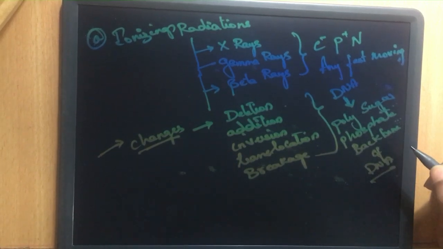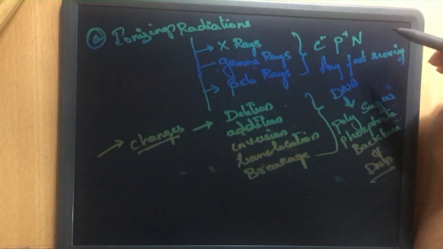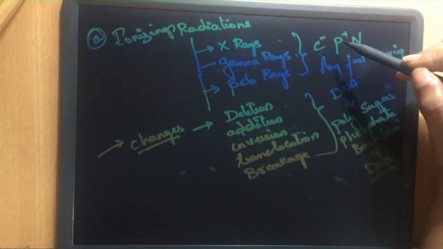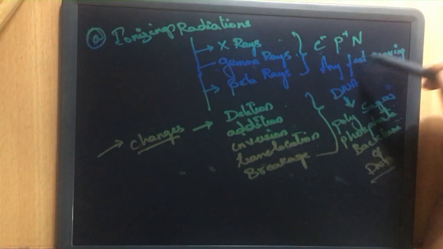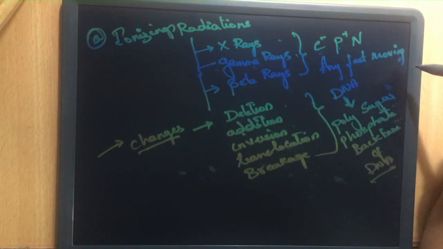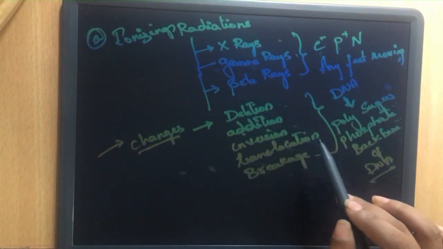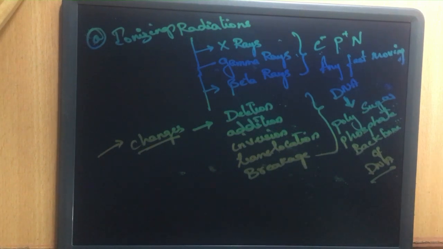These changes are induced by these rays, which are due to the electron, proton, or neutron, or any fast moving molecules or particles, which induce the mutations by either deletion, addition, inversion, translocation, or breakage in the chromosomal DNA.